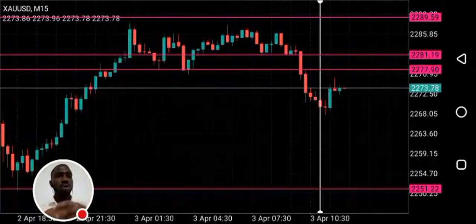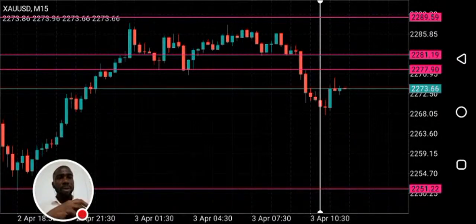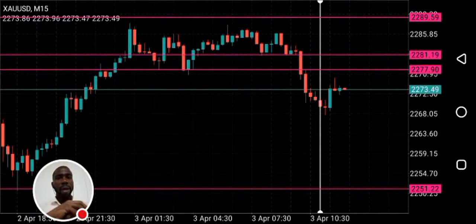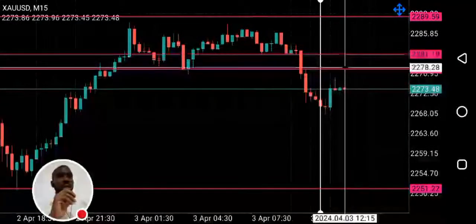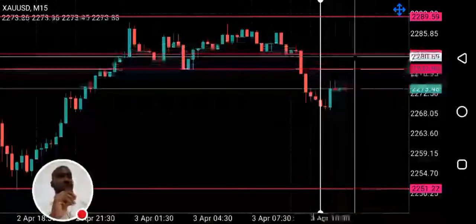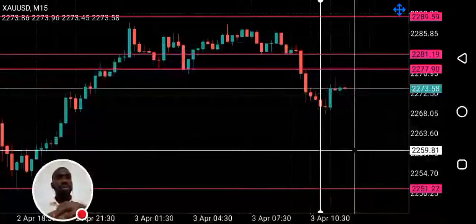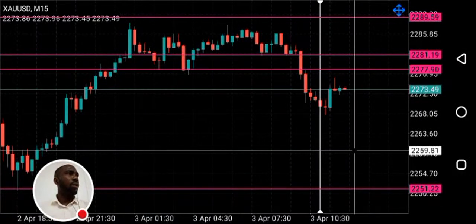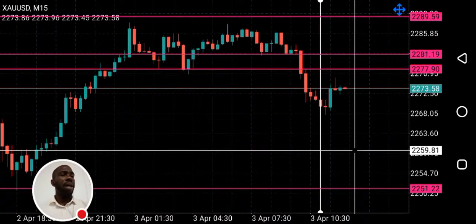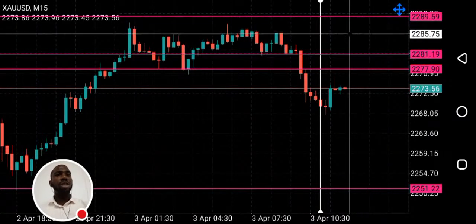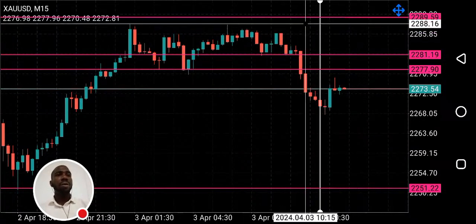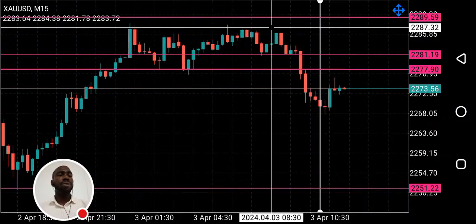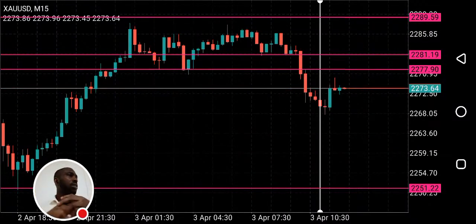That is my take on gold. Don't sell from the current market price. The risk is too high. Wait for price to pull back to this level before you sell gold. Okay? Don't sell gold at the current market price. It's too risky. And if you are considering buying, this resistance should be broken. This resistance should be broken if you are considering buying. I hope that is clear.